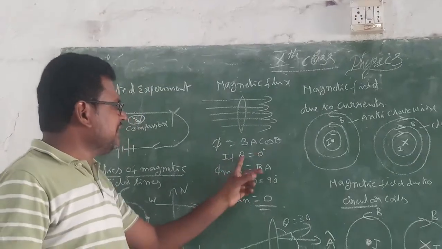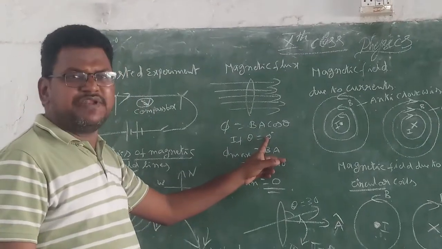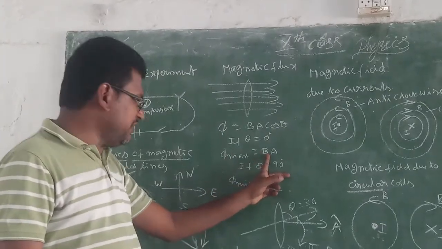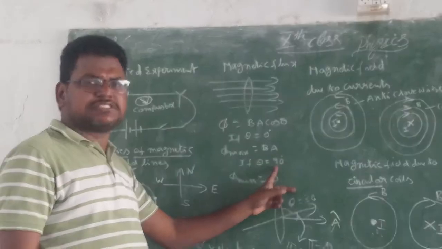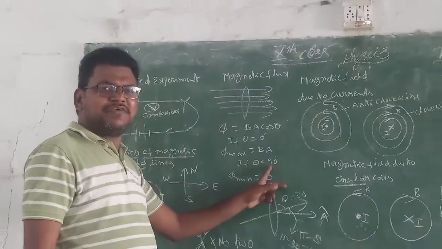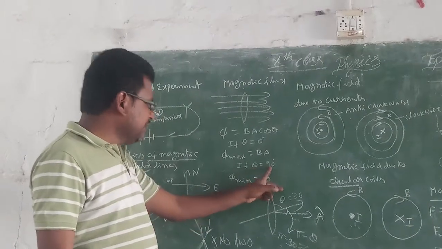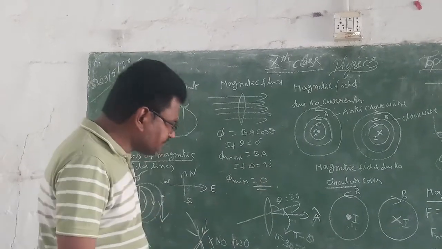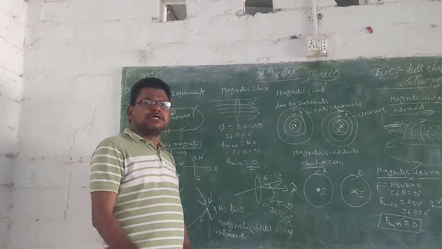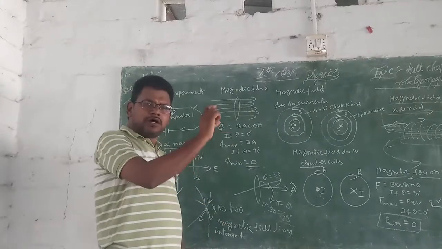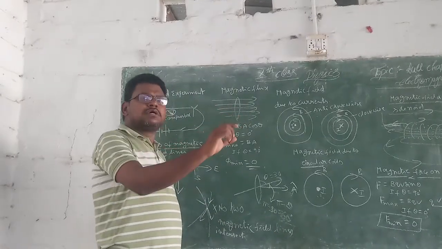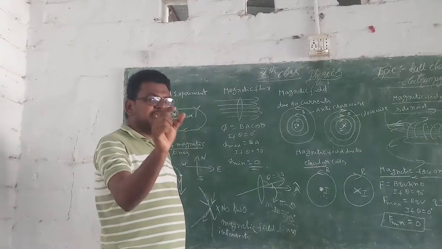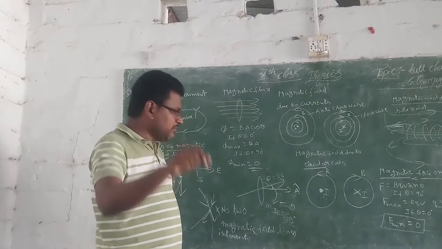See here, if theta is equal to 0 between the magnetic field and the normal to the surface area, the flux is maximum, and that maximum flux is BA. If theta is equal to 90 degrees, that means the angle between the magnetic field and the normal to the surface area is 90 degrees, the magnetic flux is minimum, phi is equal to 0. So carefully note here, the magnetic flux is equal to the magnetic field into the effective area. Effective area means the area of the surface perpendicular to the magnetic field.